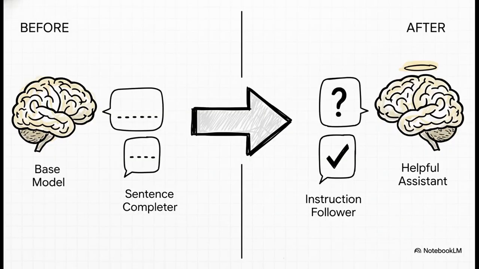So, Stage 1, supervised fine-tuning. The goal here is simple, but absolutely crucial. You have to change the model's entire personality. See, a base model, fresh out of pre-training, is really just a superpowered sentence completer. It predicts the next word. SFT is what teaches it to stop just completing and start assisting, to actually understand and follow your instructions.